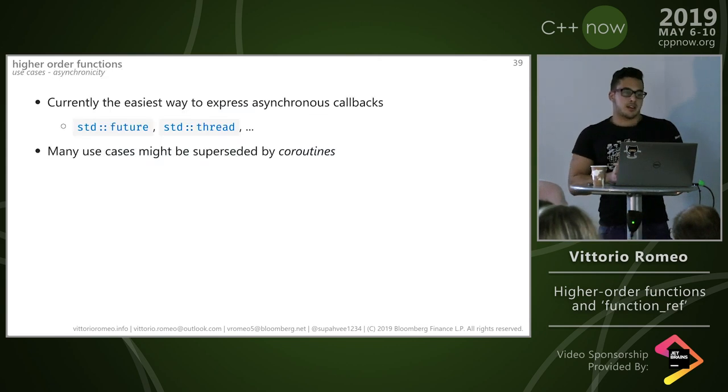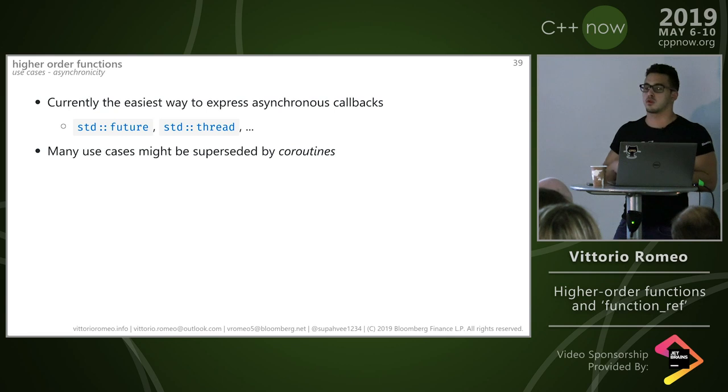Another use case is asynchronicity, and I think that currently high-order functions are the easiest way of expressing asynchronous callbacks. Think of std::future, std::thread. But in general, many use cases might be superseded by coroutines. Unfortunately, we do not yet have a proper implementation of those, but in the future, these might be different, so you might want to prefer other techniques to do that.